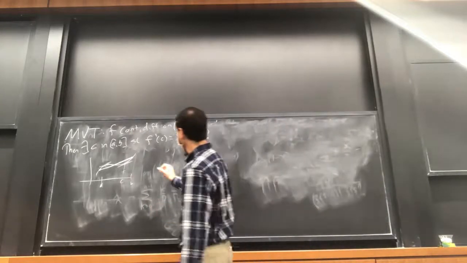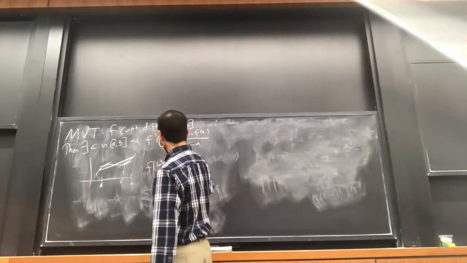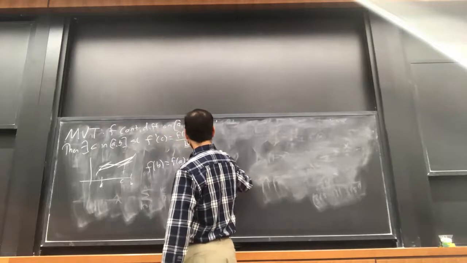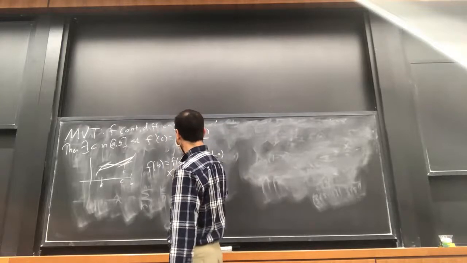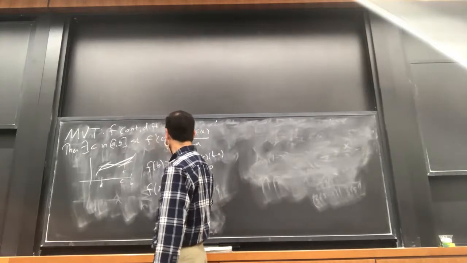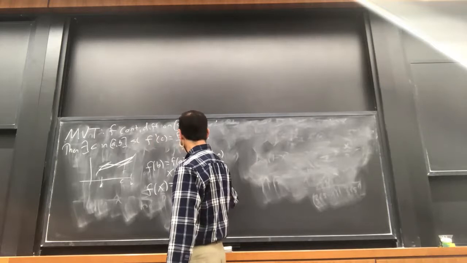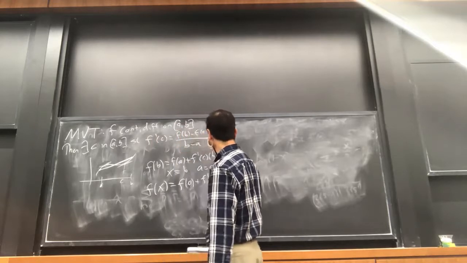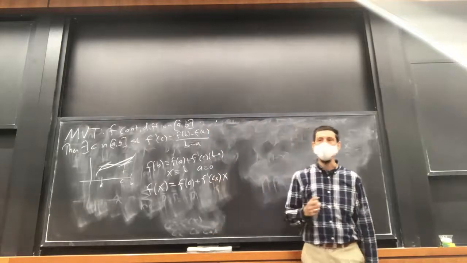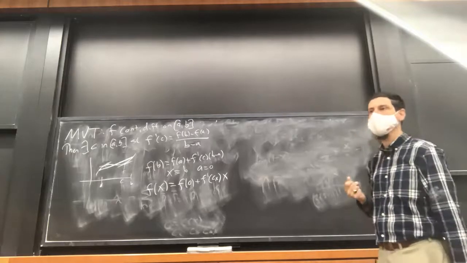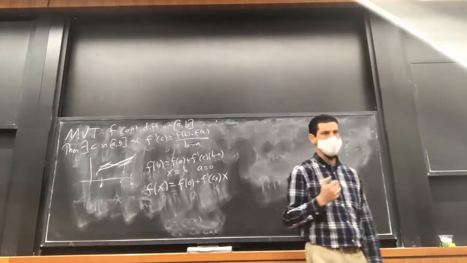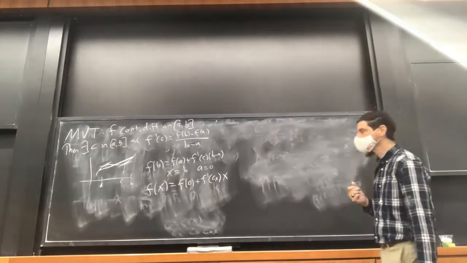We could rewrite this as f of b is f of a plus f prime of c times b minus a. Or if we let x equal b and say a equals 0, we get f of x is f of 0 plus f prime of c sub x times x. And I'm putting a subscript x to remind myself that this point depends on x. It's very easy to get confused as to where things depend. So there is some point that depends on x.